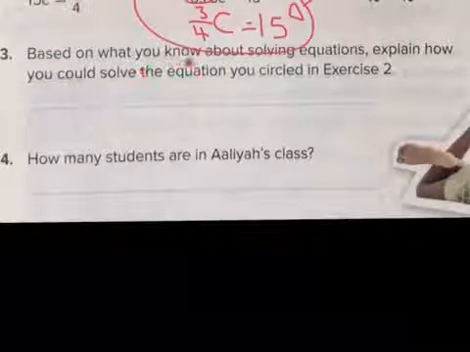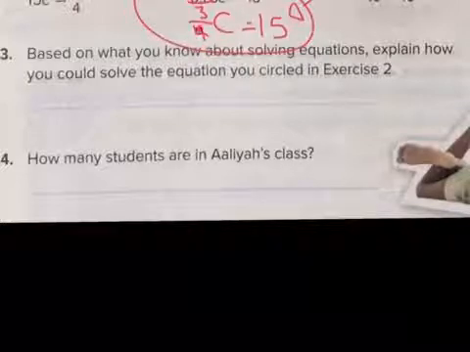Based on what you know about solving equations, explain how you could solve the equation you circled in exercise 2. If we were going to solve this equation, we need to isolate the variable, right? So you could bring this 3/4 to the other side. Over here it's being multiplied, that means it has to be divided on this side. That could be one way to do it. If you were to divide it on this side, you would get 20. Or you could also divide it out from both sides.